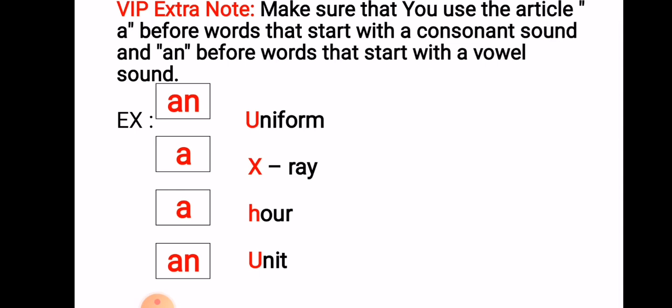Now, I need to tell you a very important note. Actually, it's an extra note, but it's very important at the same time because it's related to our topic. Actually, articles are based on sounds, not only letters. So, you need to make sure you will use a before words that start with a consonant sound, not only consonant letters. Because sometimes our starting letter is a consonant, but it sounds like a vowel. In that case, we will use an, not a.